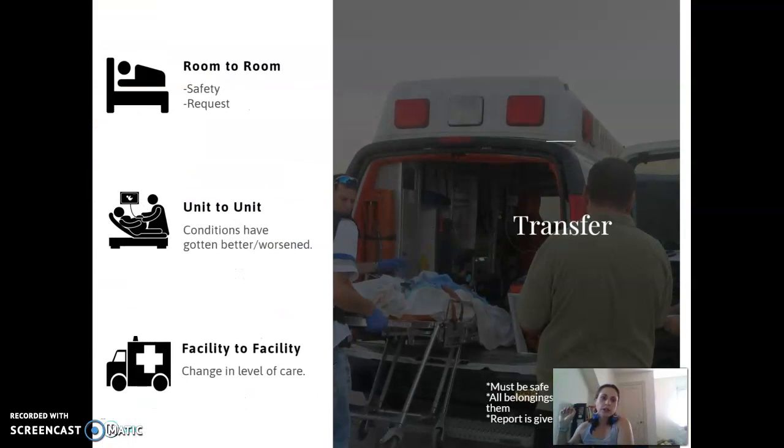So transfer is from one room to another. We might, for example, move somebody closer to the nurse's station if we're worried about them. It could be from one unit to another, either upgrading or downgrading. For example, someone could move from the ICU to med-surg if they're getting better, or from med-surg to the ICU if they're getting worse. And then facility to facility. This would be a change in the level of care. So, for example, Miss Jones is in long-term care. She falls and breaks her hip. Now she needs to go to the hospital.